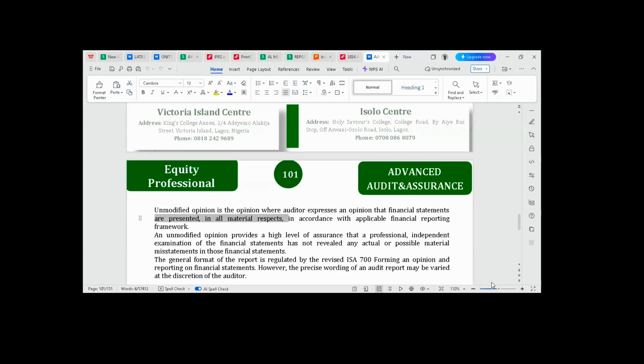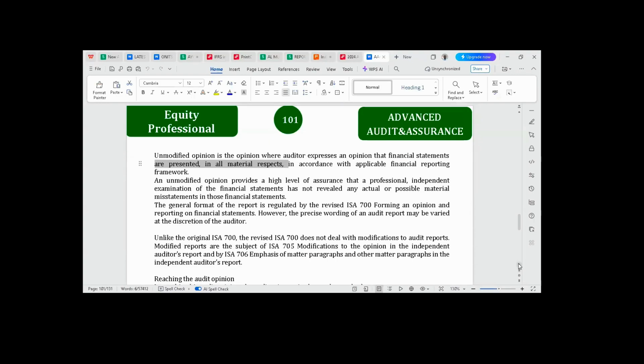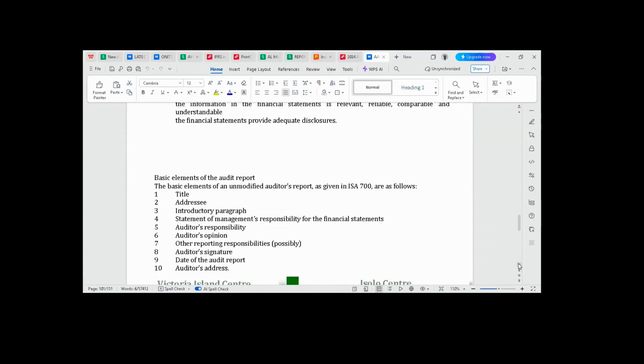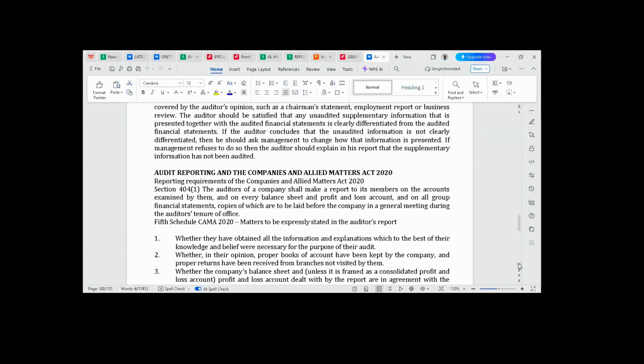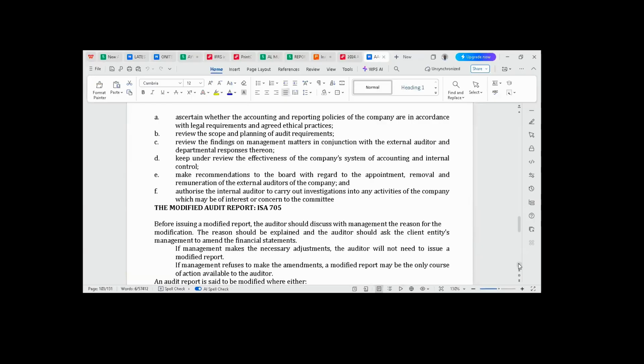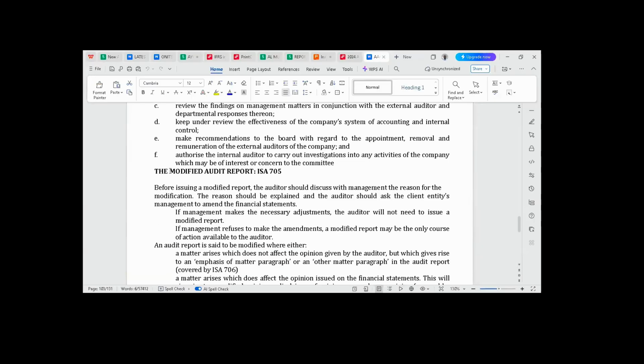Now, the second type of audit report is the qualified audit report. Okay? The other one is what? The qualified audit report. What do you mean by qualified audit report? Now, qualified audit report, I'll go there now. Let me go there so that you can see. They will not be saying, where are we? Where are we? This is it.